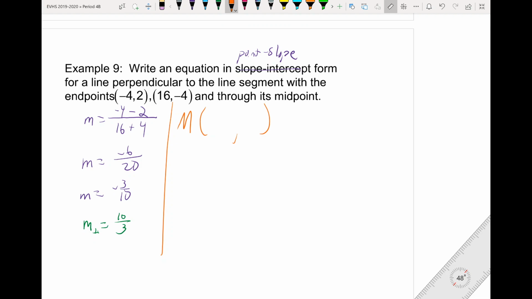Midpoint. All those over 2. X1 plus X2, sorry. And then Y1, 2, plus Y2 is -4. So let's see, -4 plus 16 is positive 12. Divided by 2 is 6. 2 minus 4 is -2. Divided by 2 is -1.